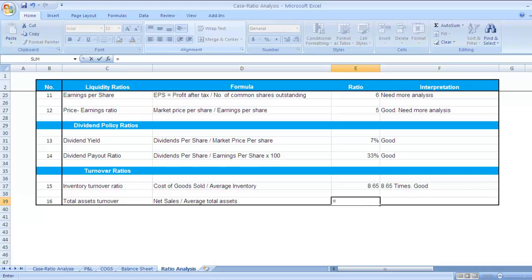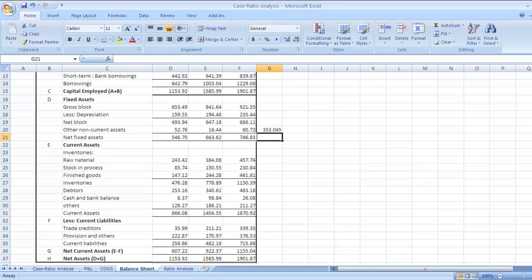Now let's see the total assets turnover. This is again important because as the company invests highly in total assets, we need to see the impact of this investment on sales or revenue also. So the higher this ratio is, the better. Okay, so we'll now calculate total assets turnover, which is net sales divided by average total assets. First we'll calculate average total assets. Go to the balance sheet.